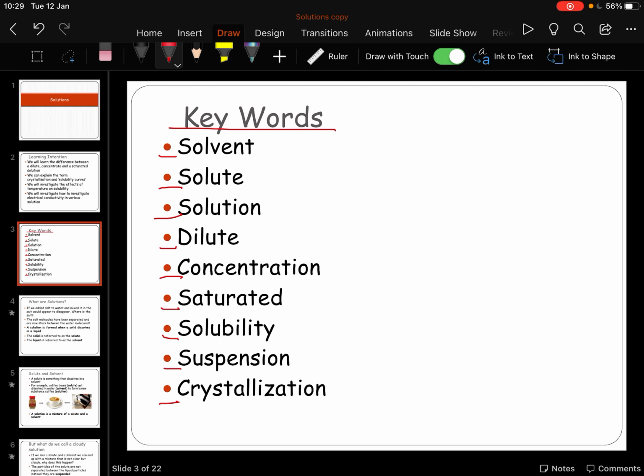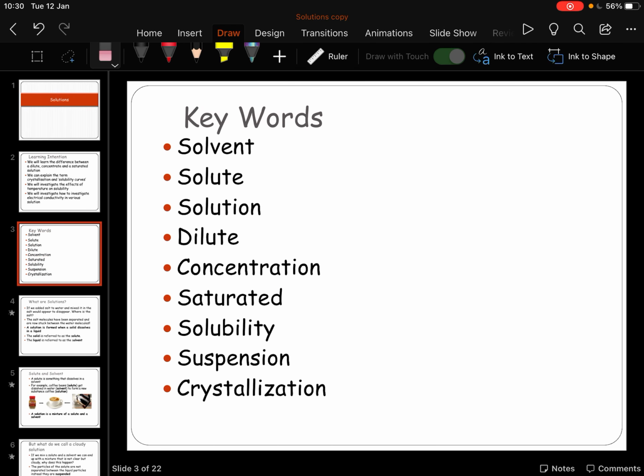Now, some of those words you've probably heard before. I reckon you've definitely heard of a solution before. You've definitely heard of dilute before. You've definitely heard of concentration before. Okay, and suspension, and the rest maybe not. Okay, so the rest you probably haven't heard of before. So they're probably the 4 you've heard, but you probably, again, not heard them in the scientific context.